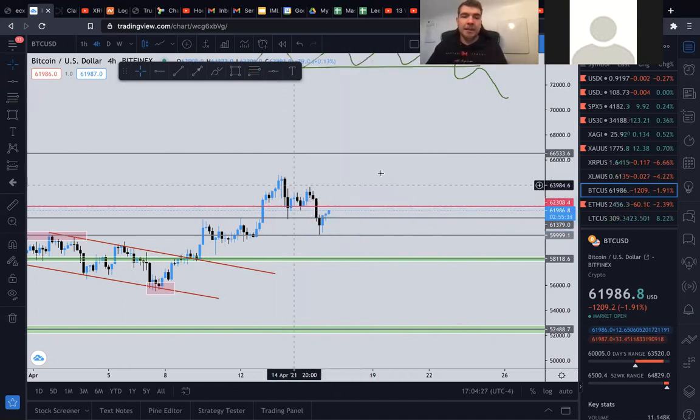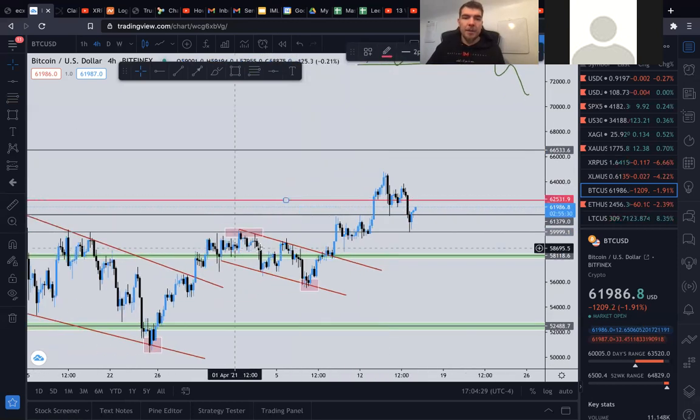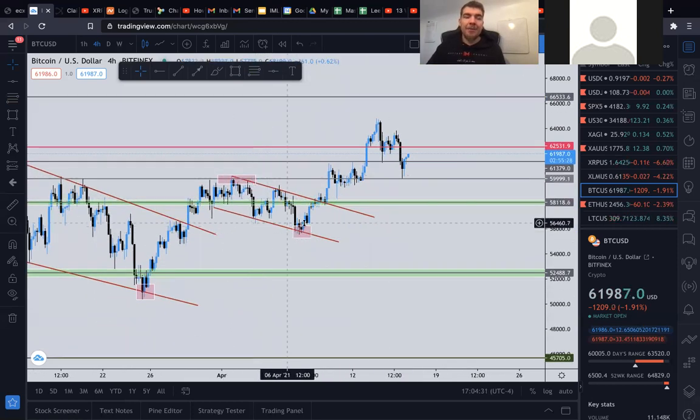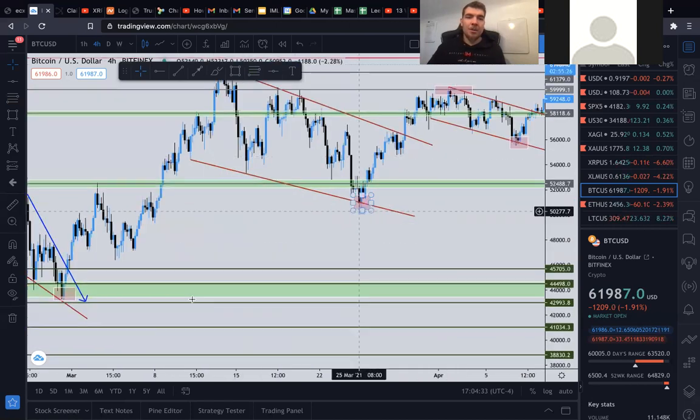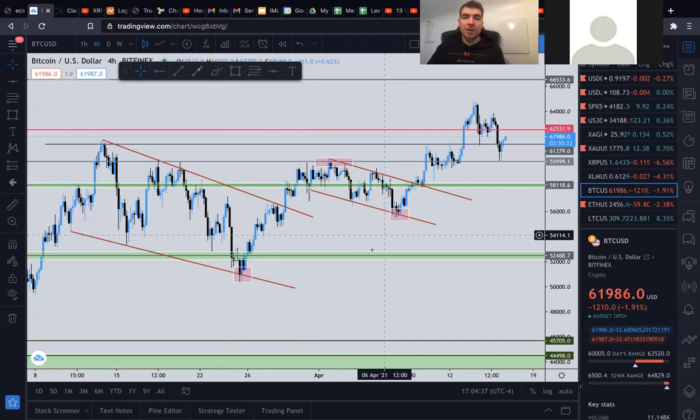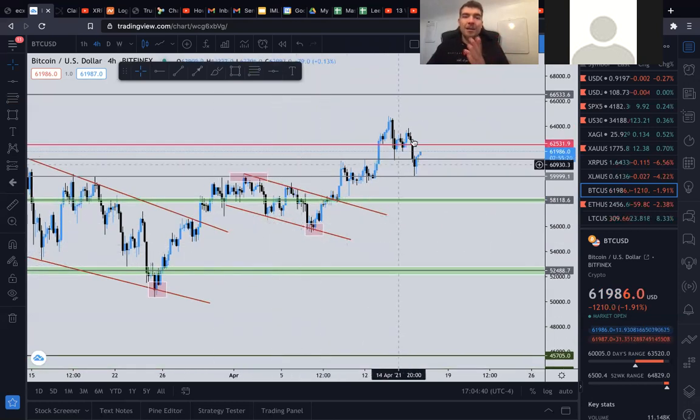Like this is technically a flag right now. So right here, for example, this is called a flag. Okay, we're still in an uptrend. We're still making higher highs. We're still making higher lows. So we're technically still trending to the upside on the longer time frame, on the bigger scale of things.